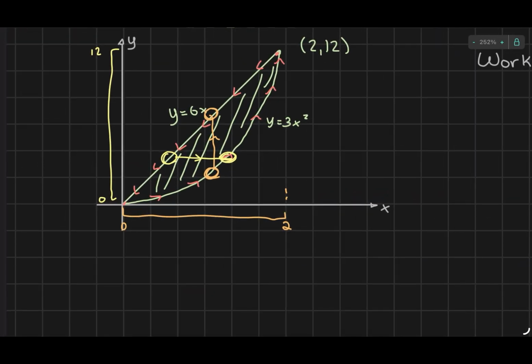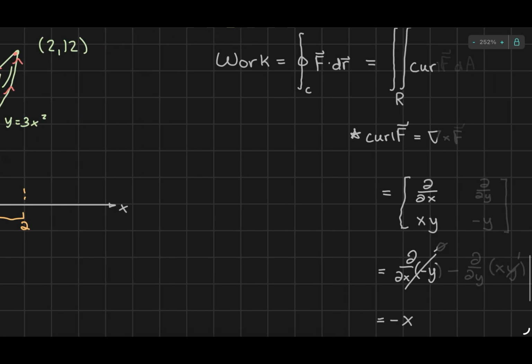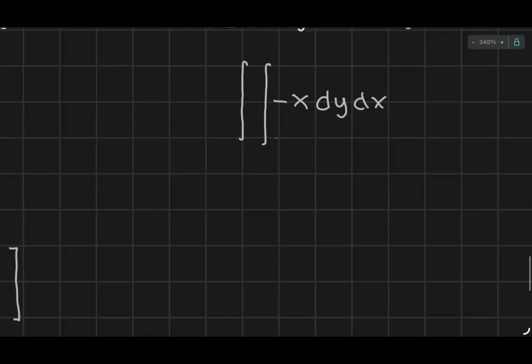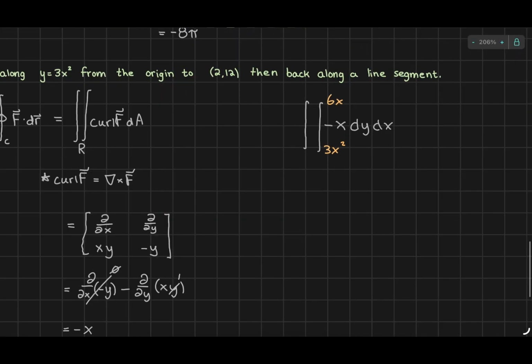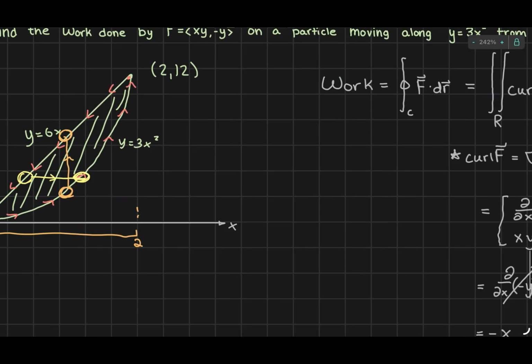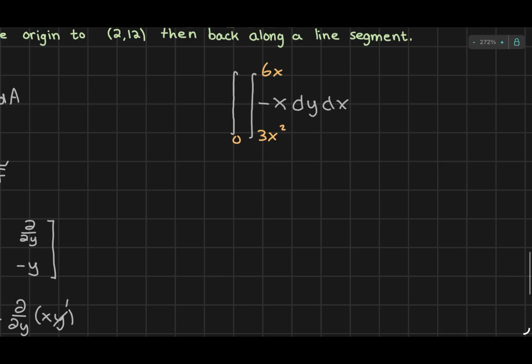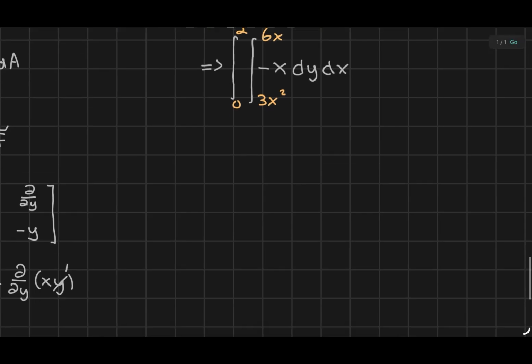So for our orange, it looks like our bounds on y, we're entering from y is equal to 3x squared and exiting from y is equal to 6x. So that's going to be our inner bounds, 3x squared and 6x. And then our x value goes from 0 to 2. Looks good there.